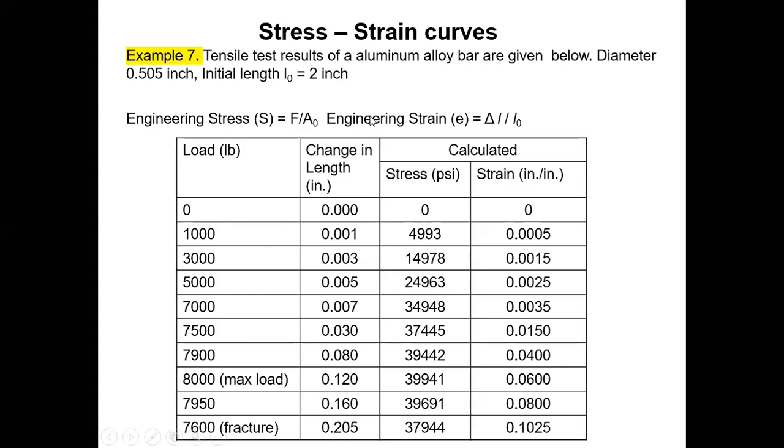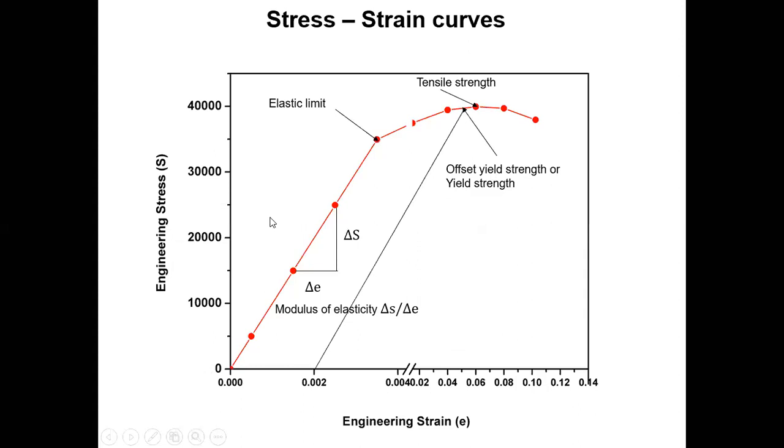You just have to divide the load by this A naught, the initial cross sectional area, right? So this is the diameter. Area means pi d squared over 4, for a circular bar, right? In that case, I hope you can calculate these stress and strain values. Then what you can do is calculate the stress and strain and plot it in the graph. So this axis is the strain, this axis is the stress, right? Once you plot it, you will get a curve like this.